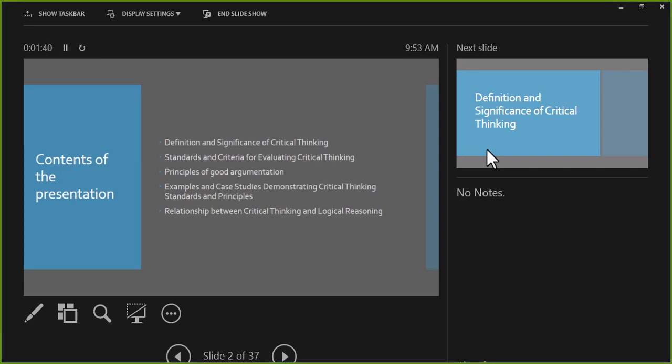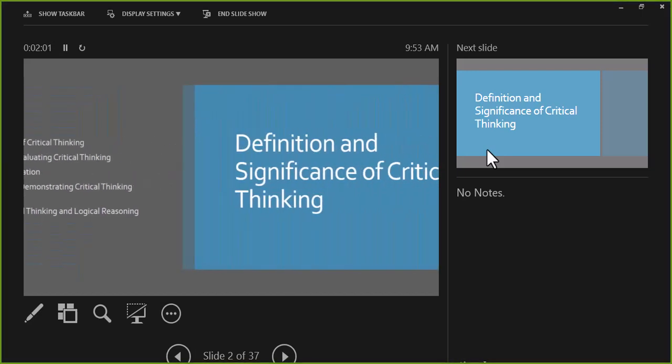And then finally, I'm going to be talking about the relationship between critical thinking and logical reasoning. I'm also going to be talking about why logical reasoning is essential for the development and foundation of critical thinking. And finally, why the avoidance of logical fallacies is important to construct effective critical thinking.